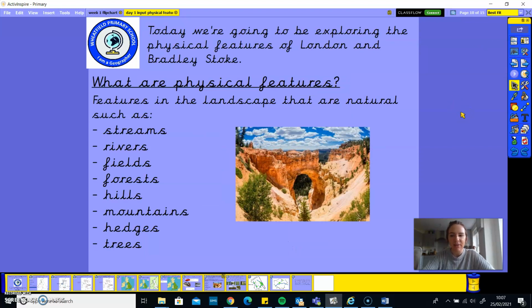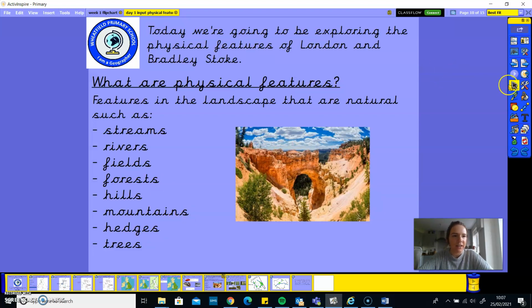So today we are going to be exploring the physical features of London and Bradley Stoke. What are physical features, Miss Evans? Well, physical features are features in the landscape that are natural. So these aren't things that have been built by humans. They are things that are made naturally, such as streams, rivers, fields, forests, hills, mountains, hedges, and trees.